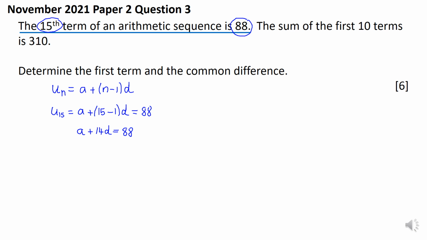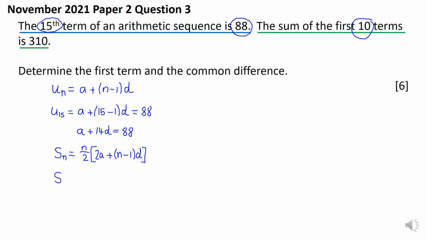So now we move to the second sentence, and it says the sum of the first 10 terms is 310. So the formula for the sum to the nth term is Sn equals n over 2, and then in brackets 2a plus n minus 1 times d. And it's the sum of the first 10 terms. So n is equal to 10.